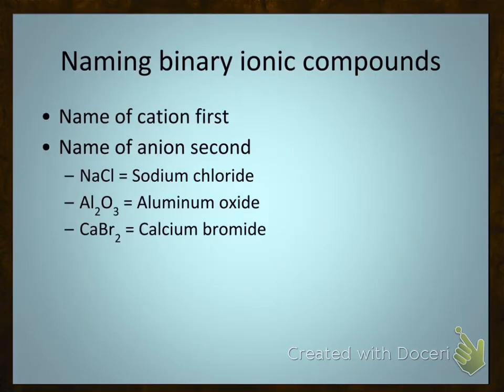Okay, so to name a binary ionic compound, when you're handed a binary ionic compound, bi like bicycle, that's a compound made up of just 2 pieces, well, you name the cation and you name the anion, and that's the name of the compound. So NaCl, an ionic compound made up of sodium ions and chloride ions, is sodium chloride. Al2O3, an ionic compound made up of aluminum ions and oxide ions, is aluminum oxide. And calcium bromide is made up of calcium ions and bromide ions.